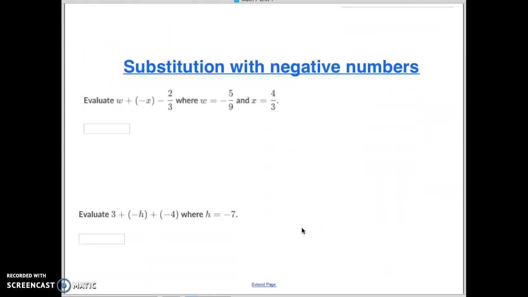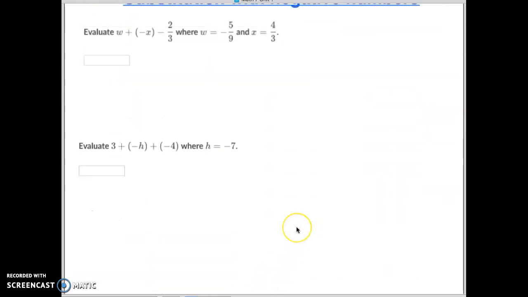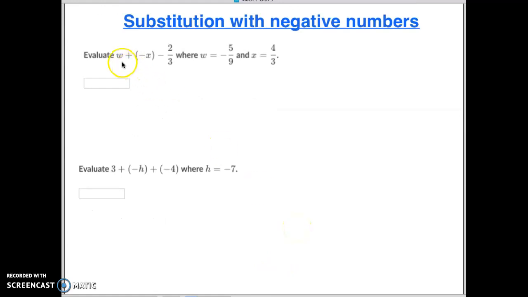Now, the second one has a little bit more work to it. So this one says w plus negative x minus 2/3, where w equals negative 5/9 and x equals 4/3. So what we're going to do is plug in the negative 5/9 for w, and plug in this 4/3 for x and x only, not for the negative, just for x. So when I rewrite this, it should look like negative 5/9 plugged in for w, plus a negative 4/3, because there's that negative in front of the x, minus 2/3.